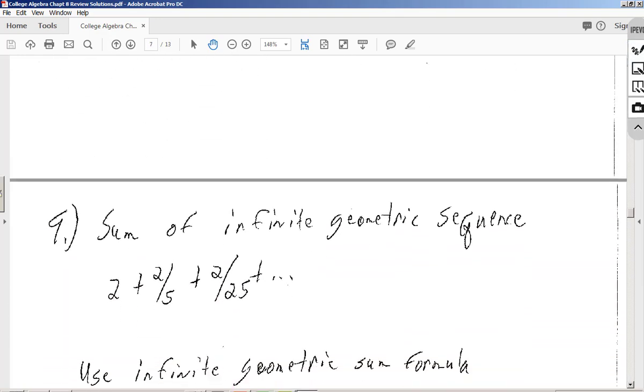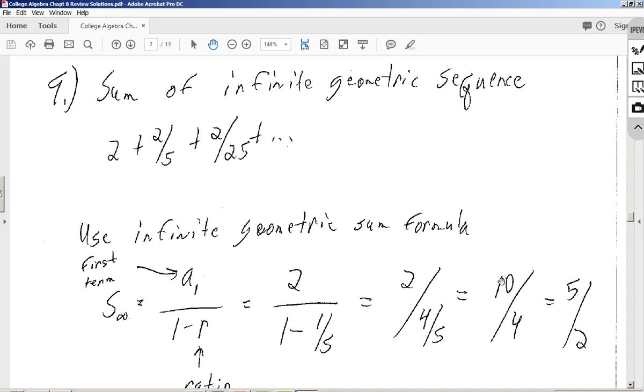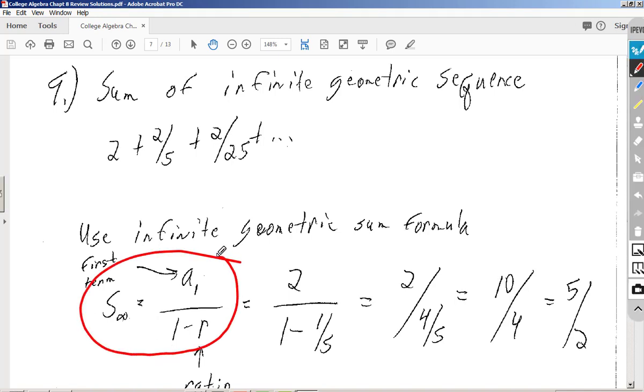Okay, looking at this next problem, number 9. Number 9 says it wants us to find the sum of the infinite geometric sequence. It starts off with 2, and then goes to plus 2/5, plus 2/25, plus so on and so forth. So this formula is going to be given to you on your formula sheet. For an infinite geometric sum, you want to find your first term, and it's going to be over 1 minus your ratio. To find your first term, it's given to you right here. So here's the first term, which is 2.